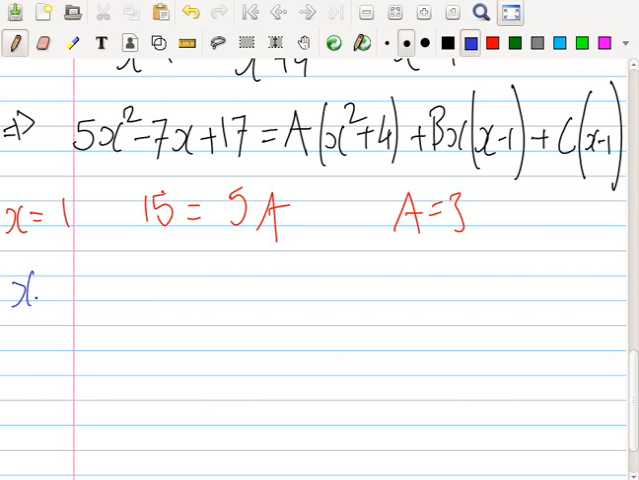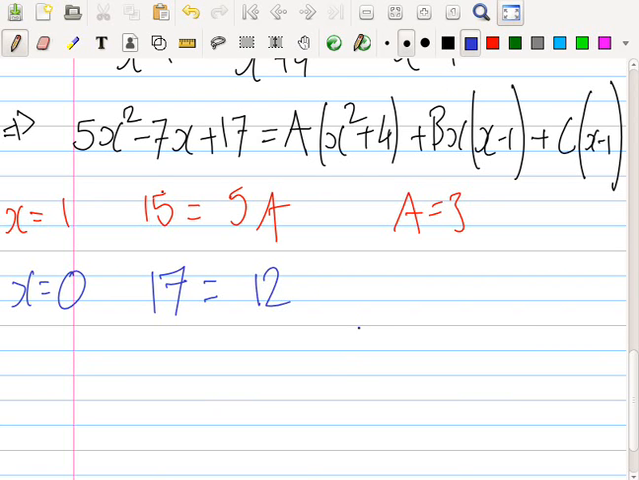Next, I think I'll put x equal to 0. Oh, you're going a different way? Oh, this is the way I showed you. Why did you make x 1? To cancel these. So x is 0 now. So 4a is 12.